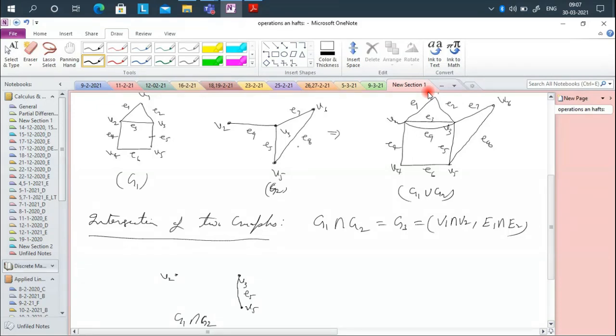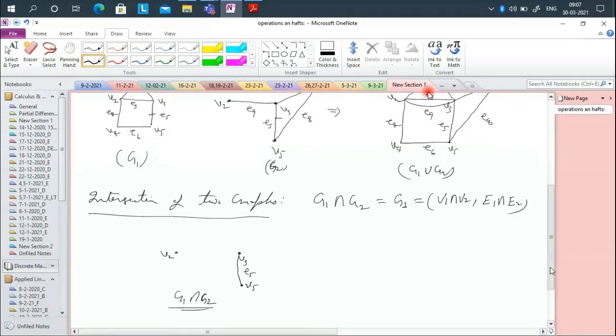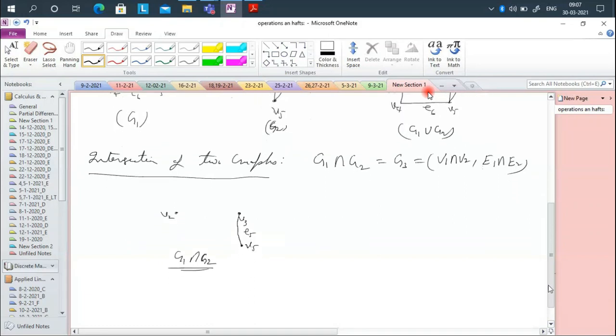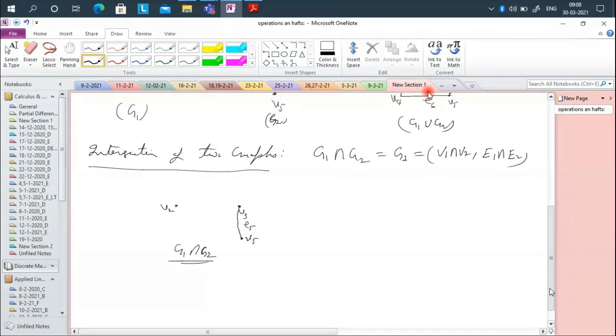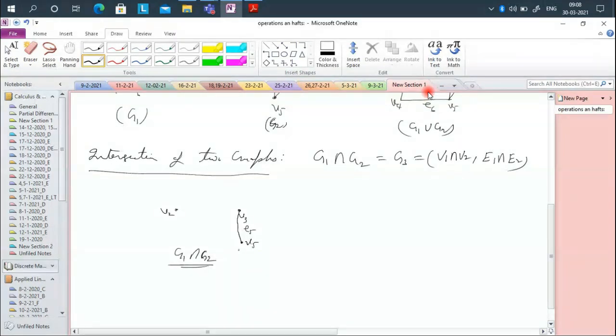Only one edge is common, E5. So we write E5. That is the graph. Understand? Okay, sir. Now you tell me, is this a connected graph or not? Yes, it is connected.